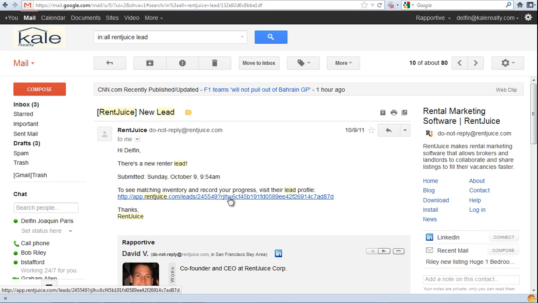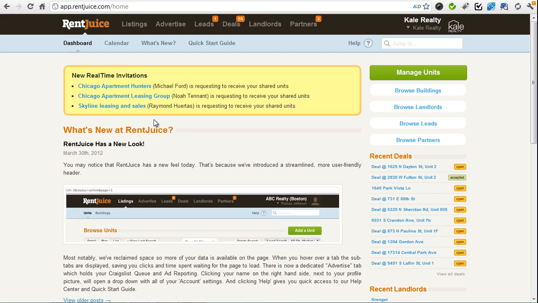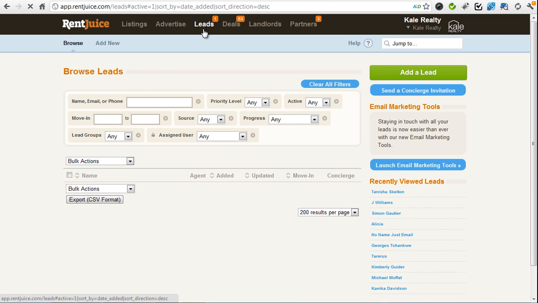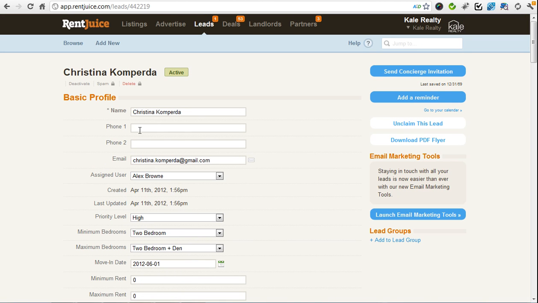So when you click on this link, it's going to bring you right into RentJuice. Unless you're not logged in, it's going to ask you to log in. But it's going to take you right to the Leads tab and actually right into the lead that the email pertains to. So in this case, it will take you right to, for example, this screen. So Christina is the lead that came in.